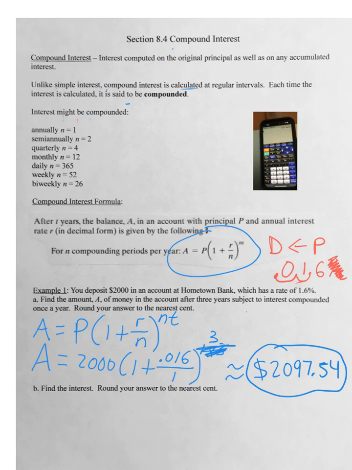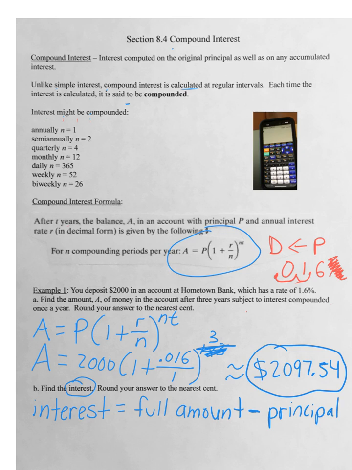Okay, so now part B, find the interest, round your answer to the nearest cent. So that's just the interest alone that accumulated in the account. There is not a special formula listed for interest. However, if we think it out logically, we're working backwards. So we know the full amount that's in the account. So all we need to do to get the interest is simply subtract the full amount, the full balance, minus what you originally deposited. So that's the principal.